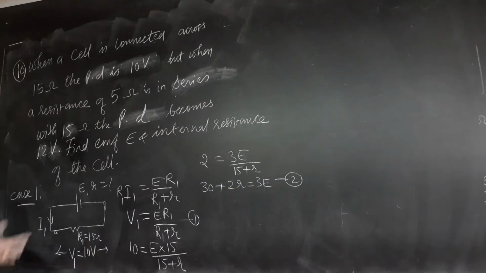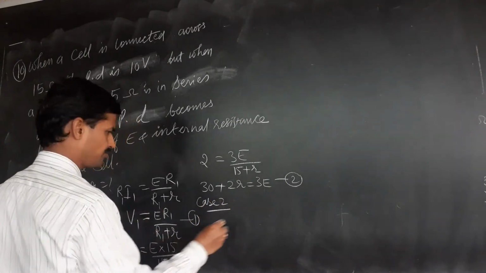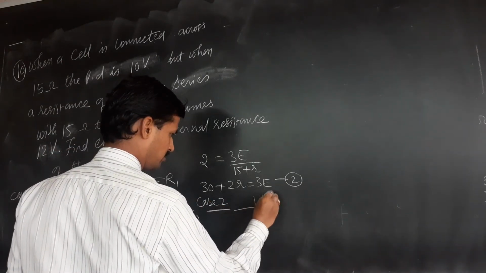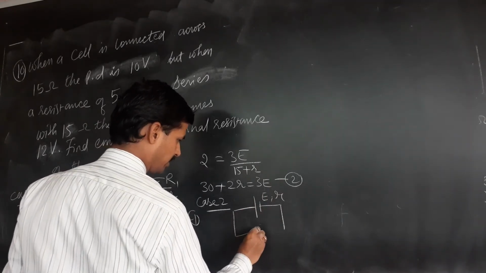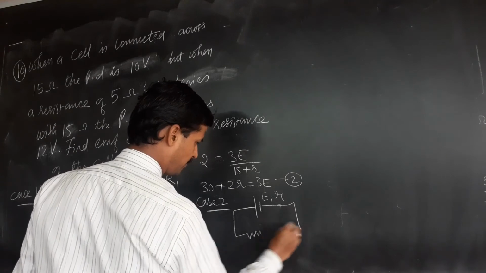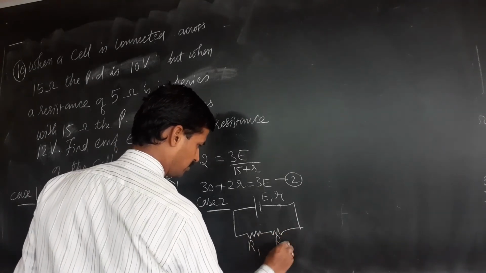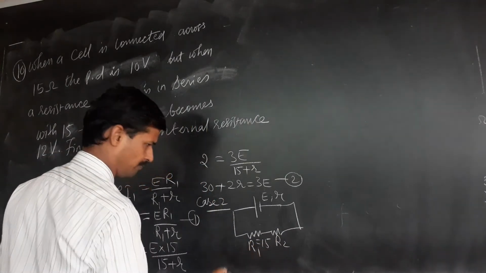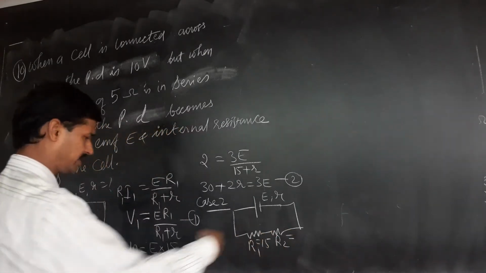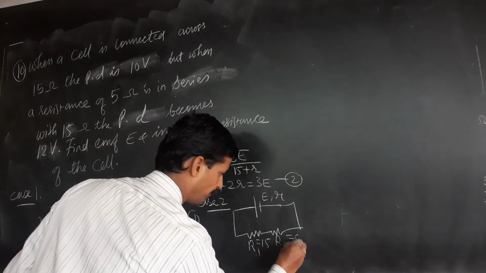I hope you have understood. Same story, no change. Case number 2, what is done, children? Case 2, same cell, same internal resistance. What they have done is, apart from R1, they have connected one more resistance, that is R2. The first resistance is 15 ohm, and the second resistance is connected in series, whose value is 5 ohm.